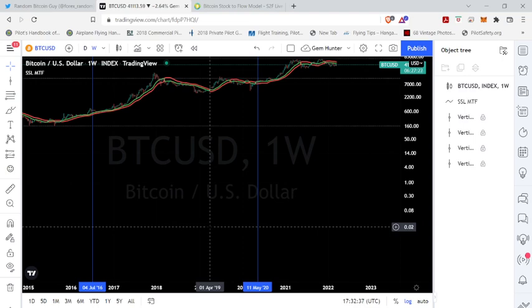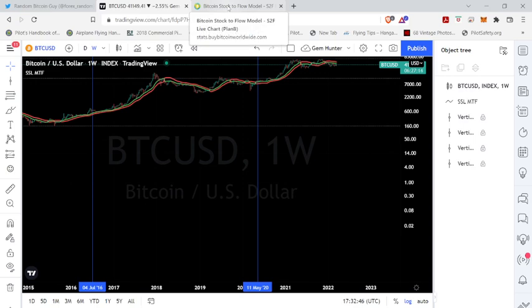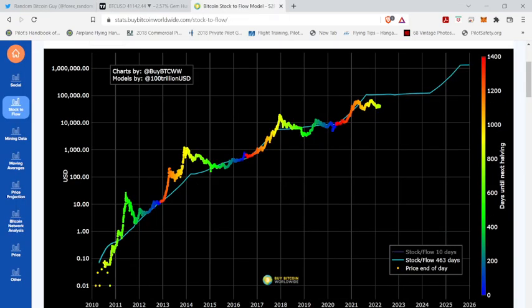Maybe it might take 4 halvings, depending on how much money you're able to put in. But the important point is to put in a consistent amount week after week, day after day, and even hour after hour. I'm going to show stock to flow real quick.